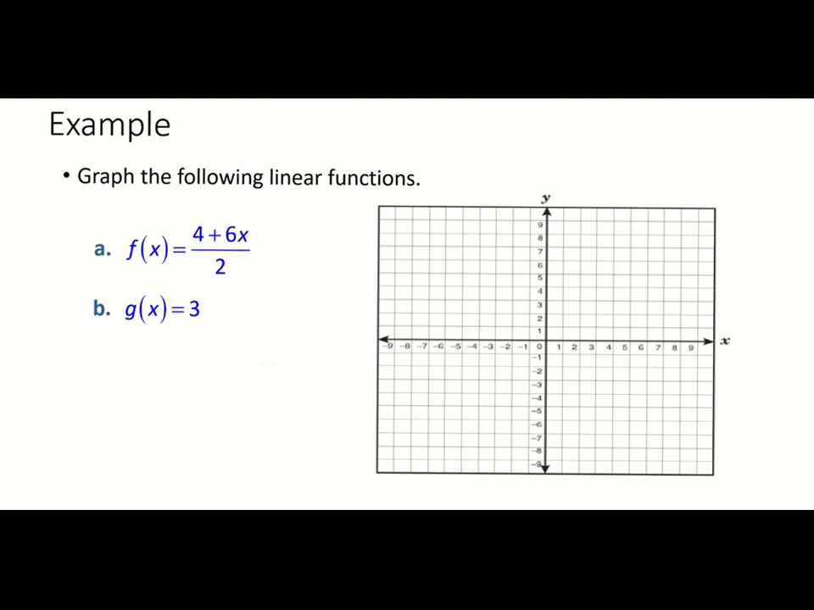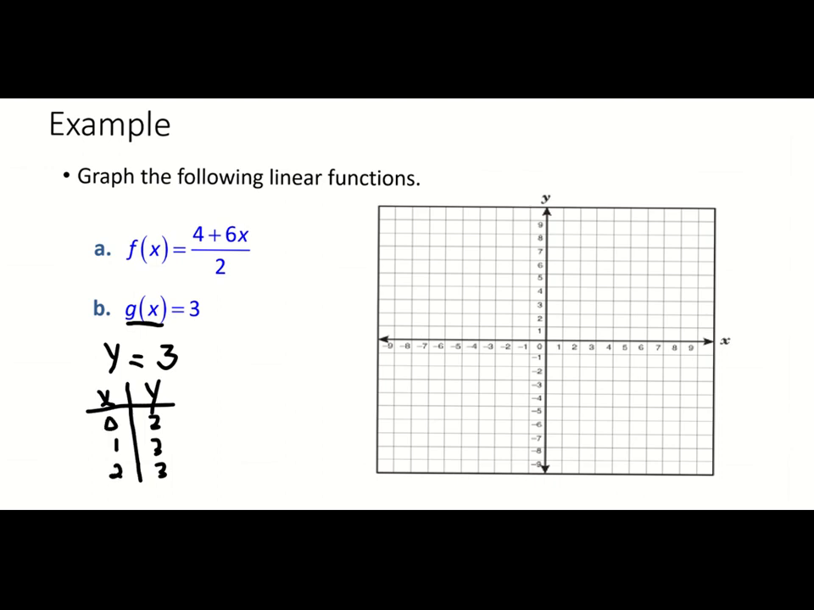Now let's take a look at B. For B, it is g of x equals 3. There's no variable there. But remember, g of x, we said, is just like having y equals. So now we have the equation y equals 3. Remember, with the y equals equation, what kind of line are you going to get? If I were to make a t-chart, we know that y is always 3, and x can be anything. I'll make it like 0, 1, and 2.